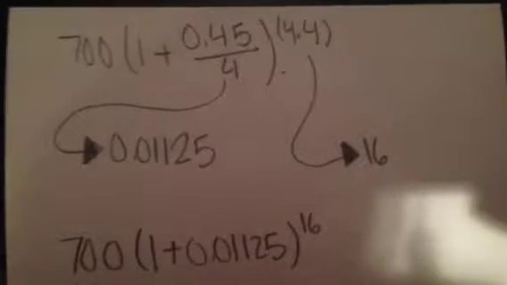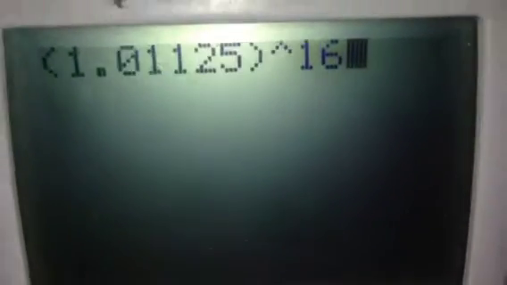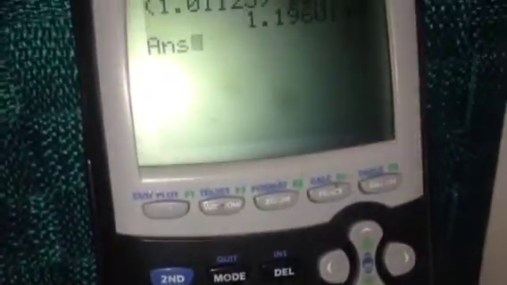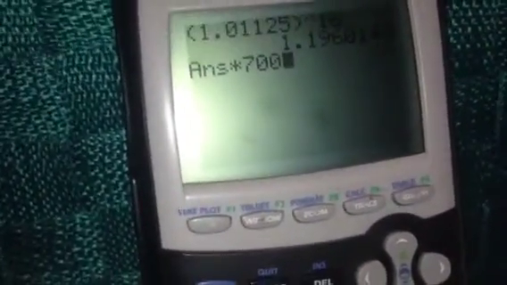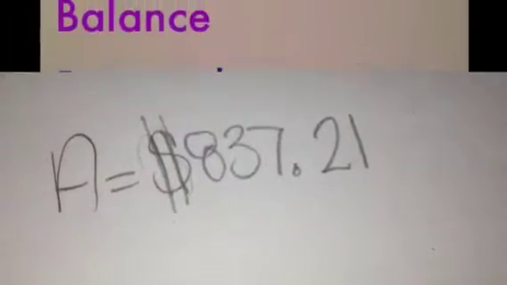First, we divide what's inside the parentheses and multiply to find our exponent. Use a calculator for this part. We take what is inside our parentheses and raise it to the power of 16. That's roughly what our equation looks like now. So now we need to multiply by 700. Now I'm going to take our answer and multiply it by 700. After 4 years, this is how much money will be in the account.